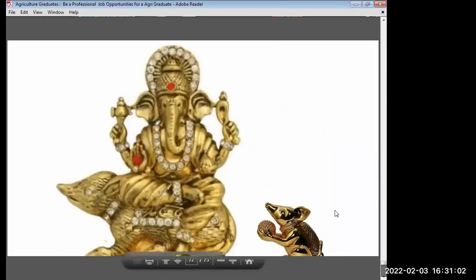This is every Ganesha, god Ganesha is usually found sitting over a rat. Why is he sitting on a rat? Because rat is a damaging animal, damaging our crop, damaging our stored grains. Yes, it is not so.